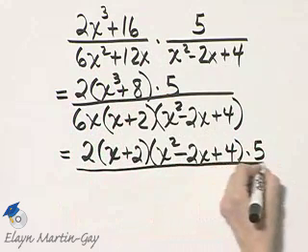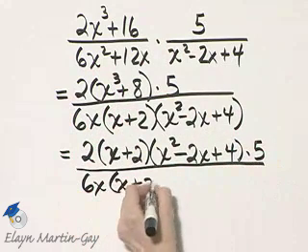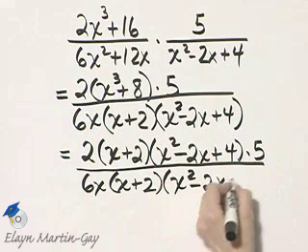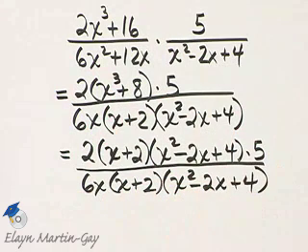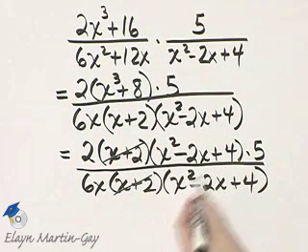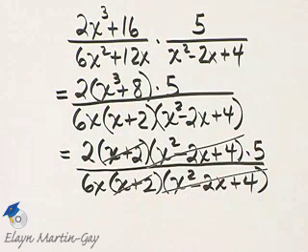Over, let me rewrite the denominator because everything is completely factored in the denominator. And we will see now that everything is completely factored. We'll see if we have any common factors. Notice there's a common factor of x plus 2, and notice these trinomials are exactly the same.